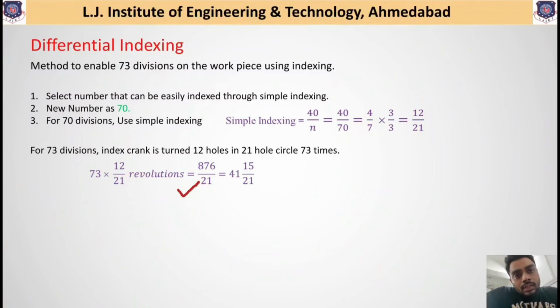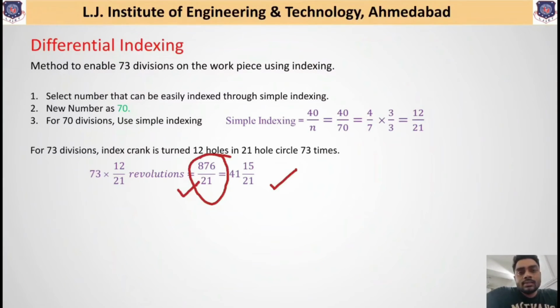And now try to convert this number into the fraction form, and as you convert into the fraction form you will get the answer, that is 41 and 15 divided by 21. That means to obtain 73 divisions we have given the crank a total of 41 rotations plus 15 extra hole movement on the 21 hole circle.